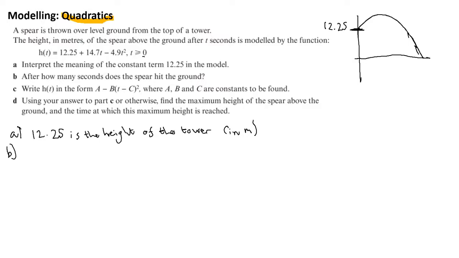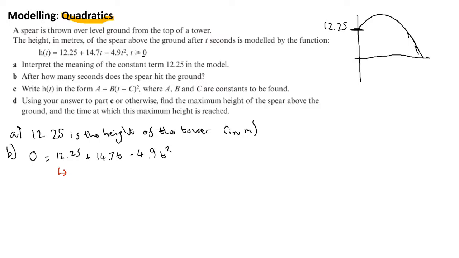So when the spear hits the ground, the height of the spear will be 0. So we would get 0 equals 12.25 plus 14.7t minus 4.9t squared. That's a quadratic equation. This type of question, I would 100% recommend that you're using your calculator. So put it into its quadratic equation mode. I'm just doing that now.